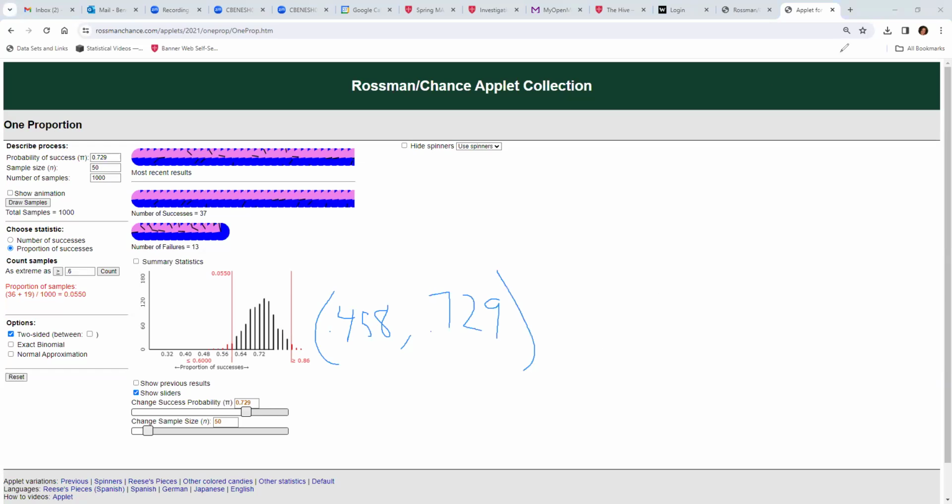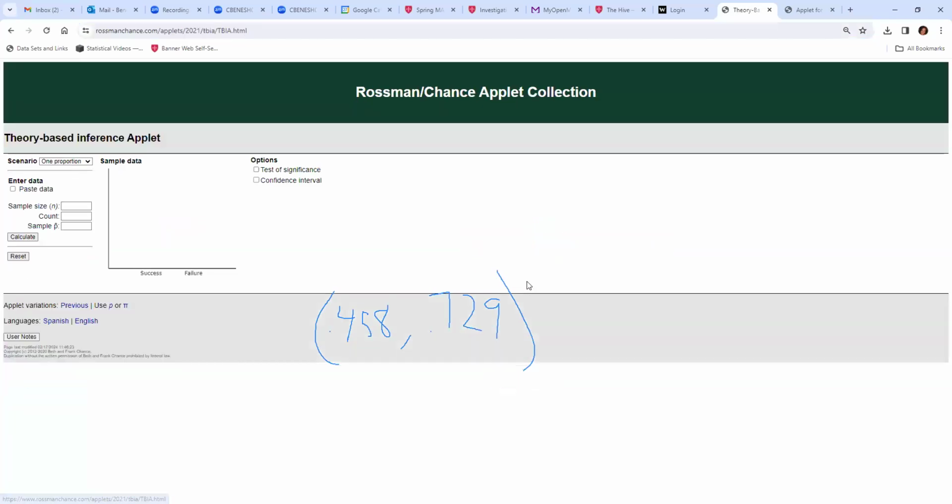So now I'm going to go to a different applet. Hold on. And then there we go. So I'm going to remember these numbers, 0.458 to 0.729. And I'm going to go over to the theory-based inference. And I'm going to input my sample size, which was 50, and then our proportion was 0.6.